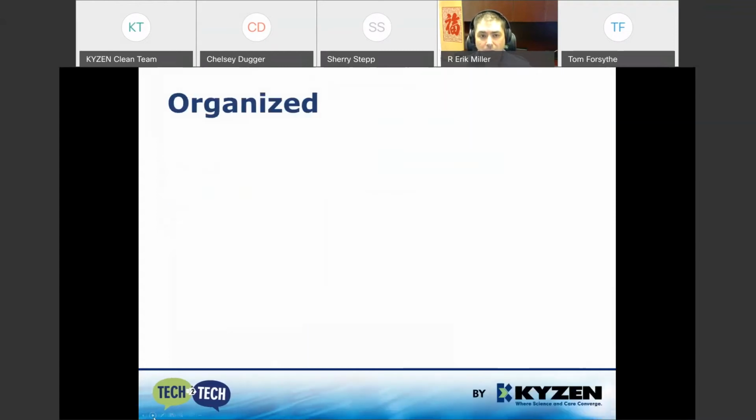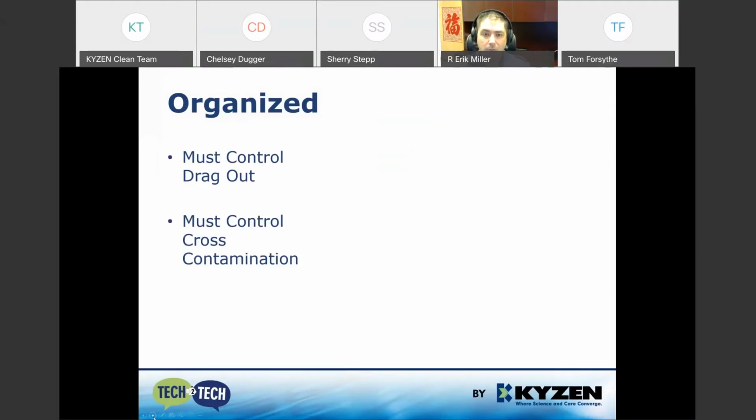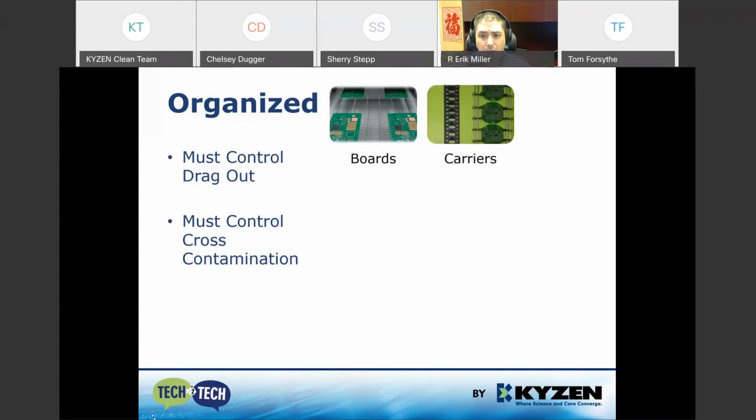If we look at organized, what do I mean by organized? This is where we're looking at controlling our drag out and controlling our cross contamination. And that comes in a number of different things. First off, you've got boards that are in a process. And this is an example of boards on an inline process where they're well spaced out. There's plenty of space in between for things to drain and not contaminate one process to the next. This is important in batch as well, and we'll talk about that a little more later.